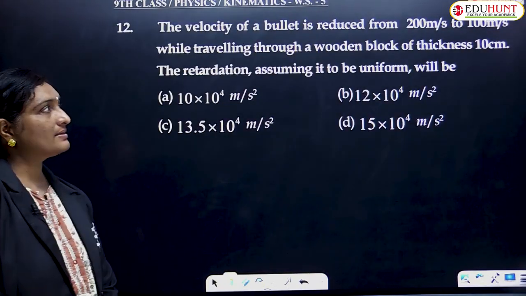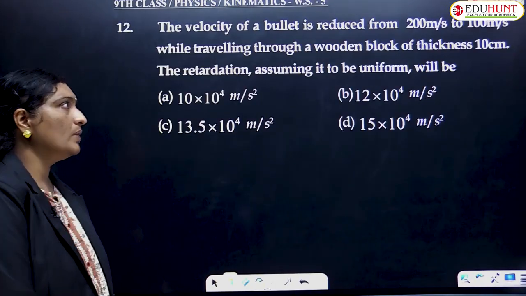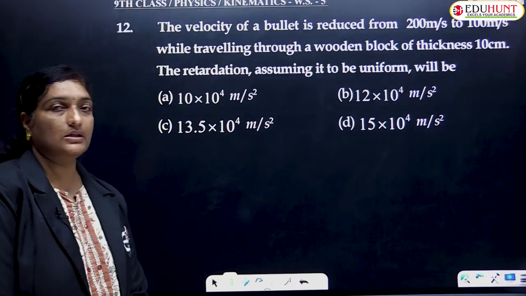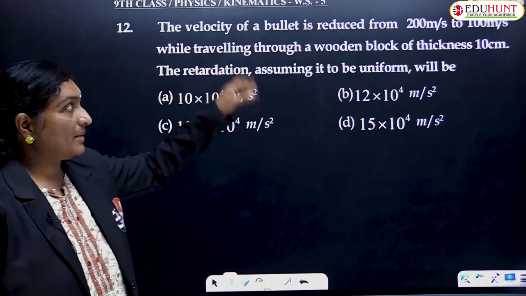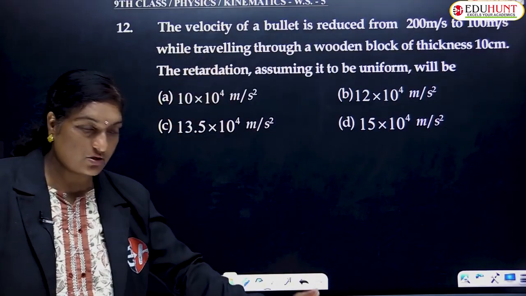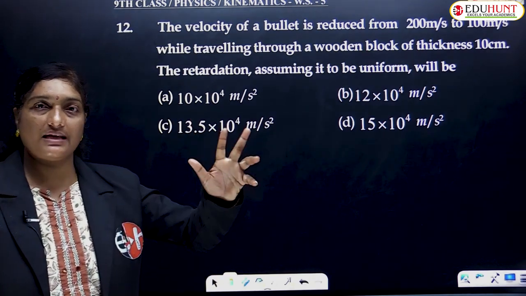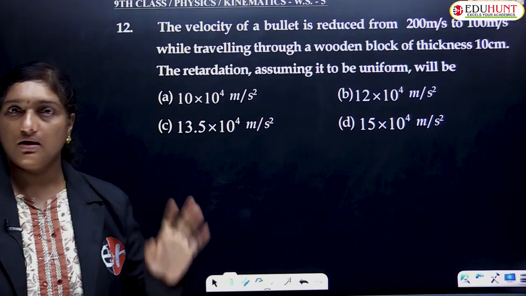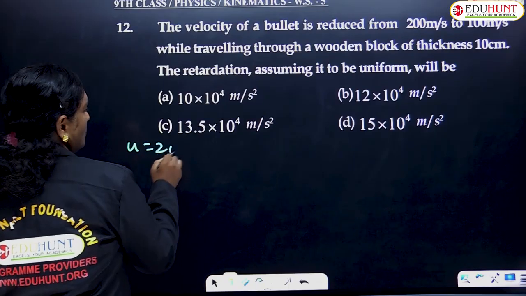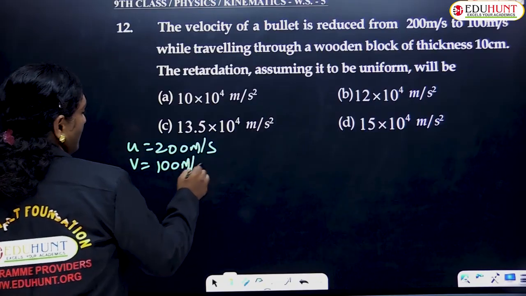The velocity of a bullet is reduced from 200 meter per second to 100 meter per second while traveling through a wooden block of thickness 10 centimeters. So what is given? Two velocities were given. Reduced from initial velocity 200 meter per second, to finally 100 meter per second. So initial velocity was higher, final velocity was smaller. Okay, so what is the data, children? Initial velocity was 200 meter per second, whereas final velocity was 100 meter per second.